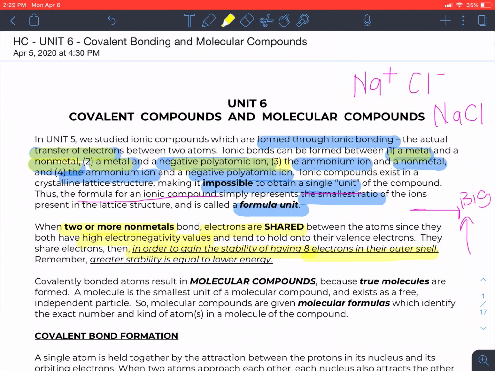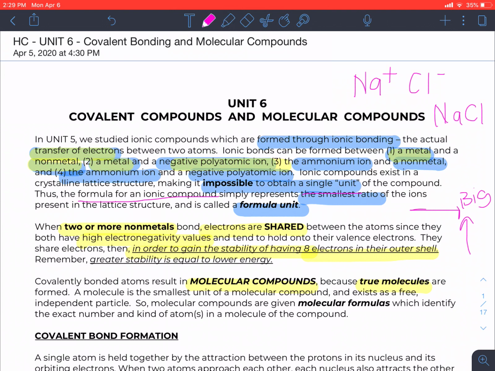Covalently bonded atoms result in what are called molecular compounds because true molecules are formed. A molecule is the smallest unit of a molecular compound and exists as a free independent particle. So molecular compounds are given molecular formulas which identify the exact numbers and kinds of atoms in the molecule.